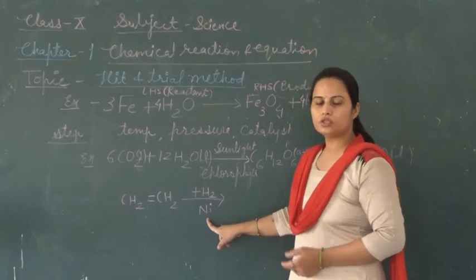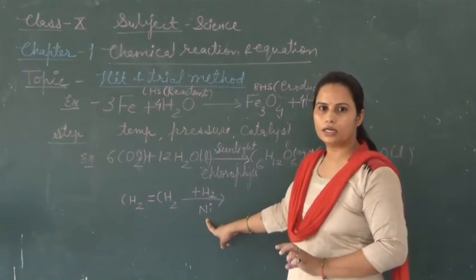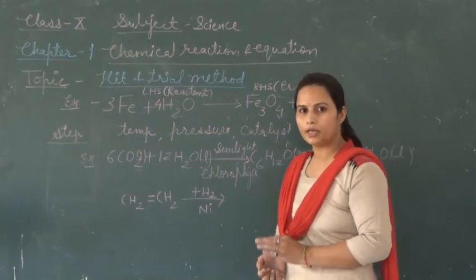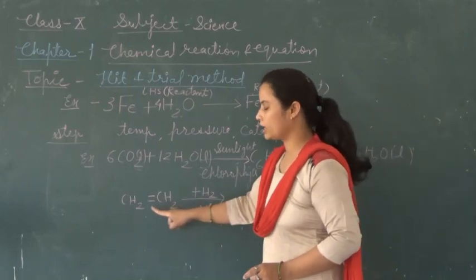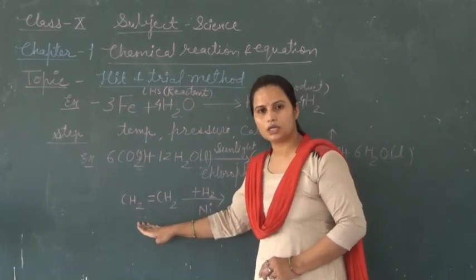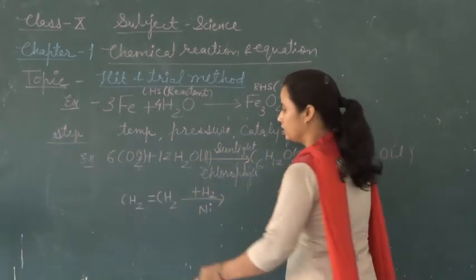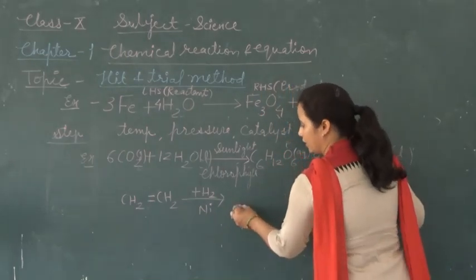Catalysts are those substances which make the reaction faster in a particular direction. The reaction may be reversible or irreversible, but here nickel is the catalyst, which will make this reaction fast. It means unsaturated changes into saturated. In the hydrogenation process, the unsaturated hydrocarbon converts into saturated hydrocarbon.